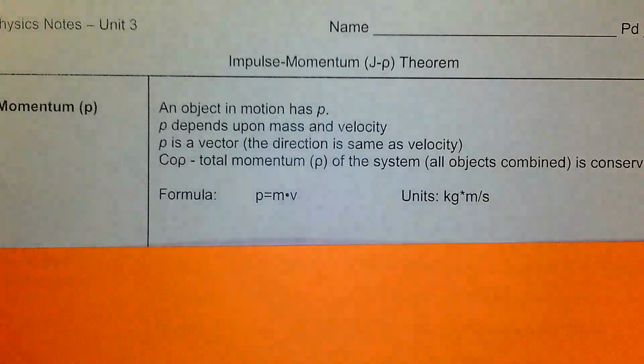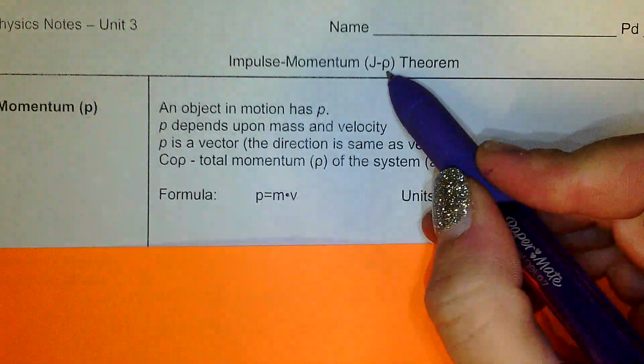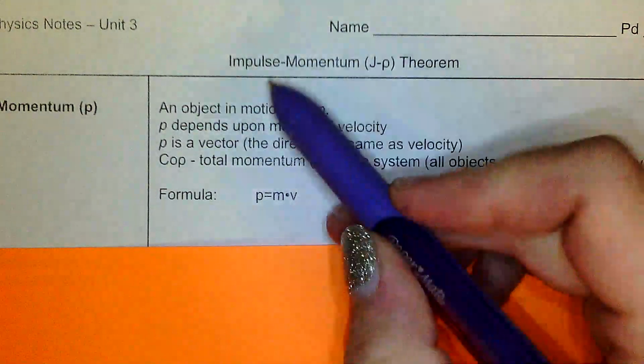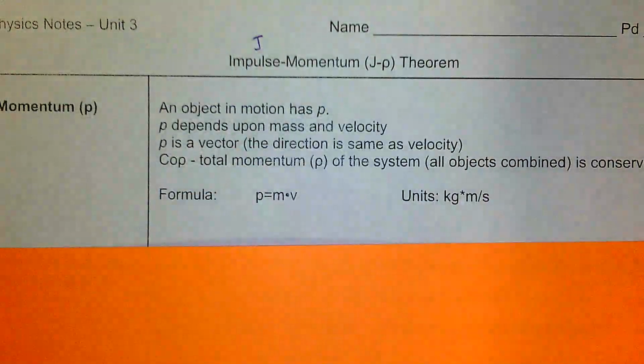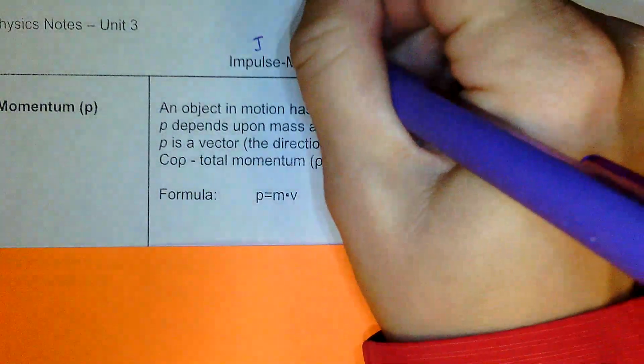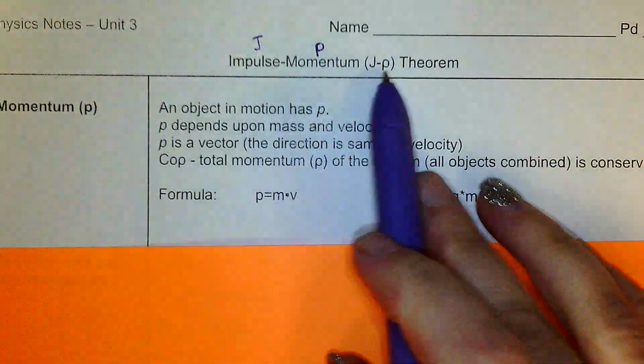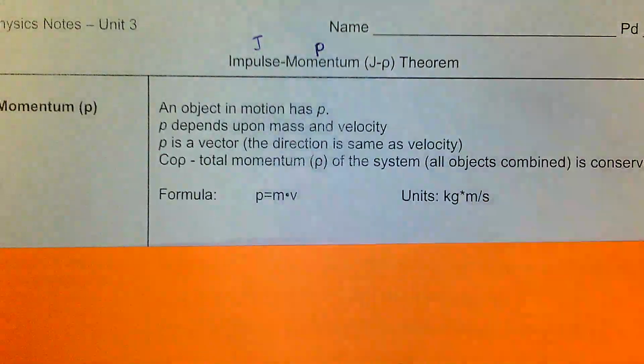So today we're talking about the momentum and impulse theorem. Notice that we have the two letters J and P. So let's talk about that first. Impulse is going to be the letter J. Don't know why, it just is, accept it. And momentum, again, kind of a weird letter for it, is going to be a lowercase p. So when we say the JP theorem, we're just talking about the impulse momentum theorem.